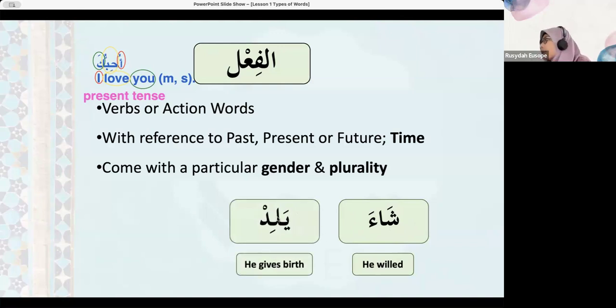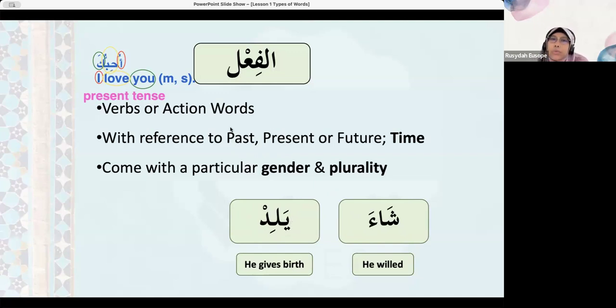Yalid, in Surah Al-Ikhlas, lam yalid wa lam yulad. Yalid means he gives birth. But of course in Surah Al-Ikhlas it is preceded by lam: lam yalid, He never gave birth. So the word yalid is an example of a fi'l that is in present tense. Sha'a just now was past tense. These are just some examples. We will learn more later on.